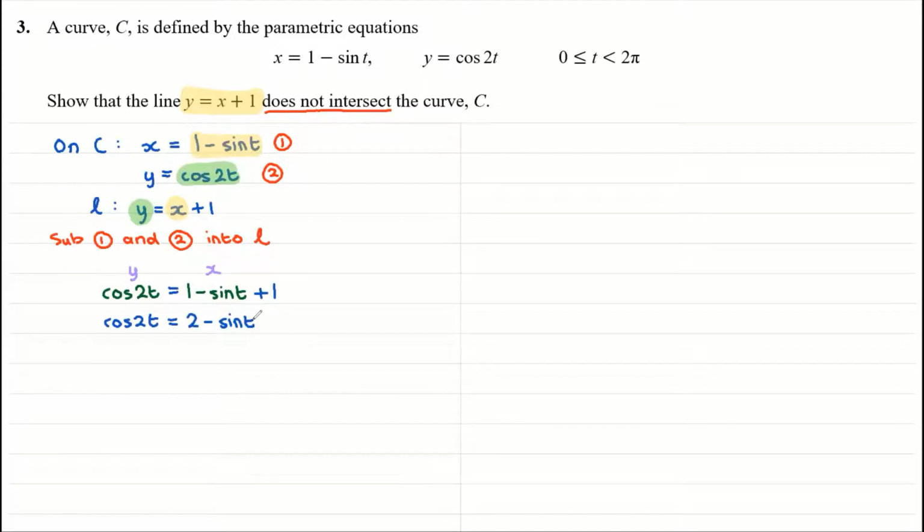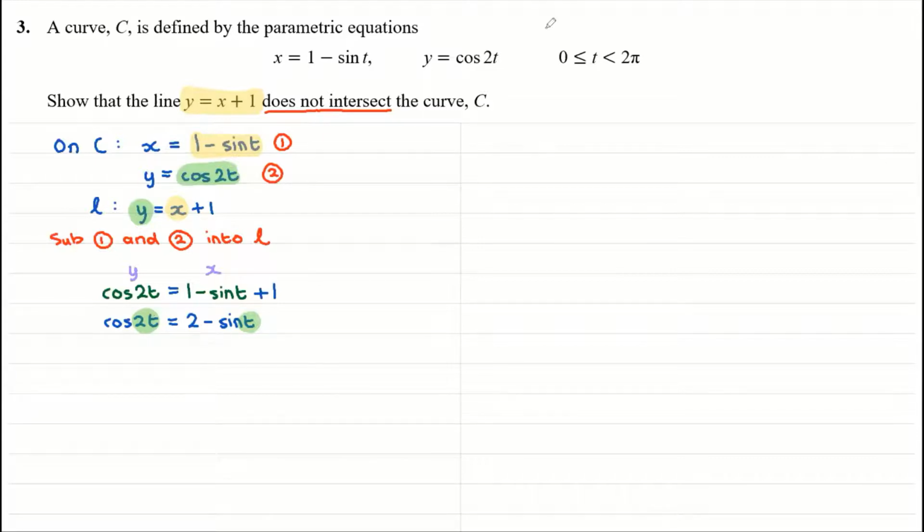And we have another problem. We have the problem that we've got two different variables. We have the variable t here, which is having the sine function applied to it, and 2t here, which is having the cosine function applied to it. So what we need to do to solve this problem is we need to do two things. We need to get everything in terms of sine, and we need to get everything in terms of t.